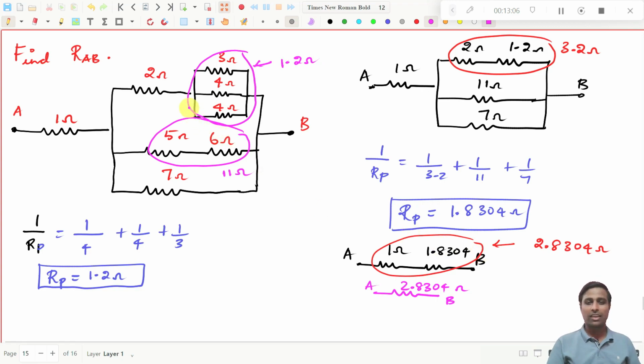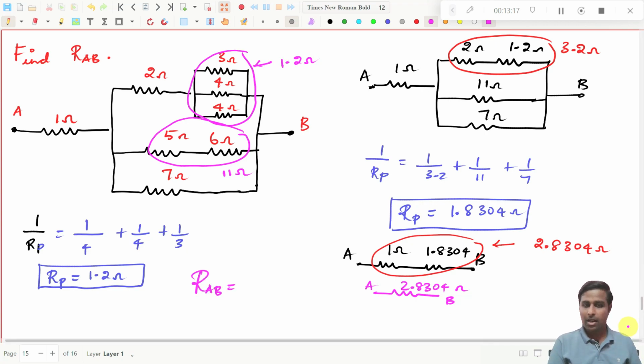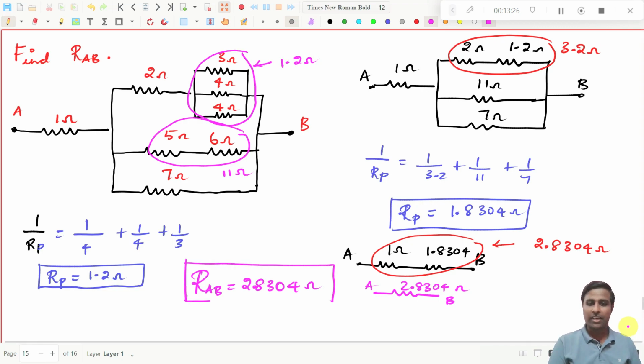And now you see we have solved all the resistors into a single resistor, that's all, and that will be the RAB. So what is RAB? RAB will be equal to 2.8304 ohms. So, this is the final value of effective resistance between point A and point B, right? So, this is how you need to simplify the resistors connected in series and parallel. Combinations of series-parallel connections are available between point A and point B. That is how we have solved this.